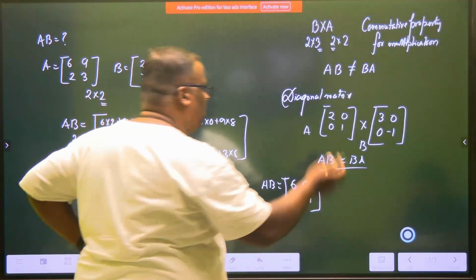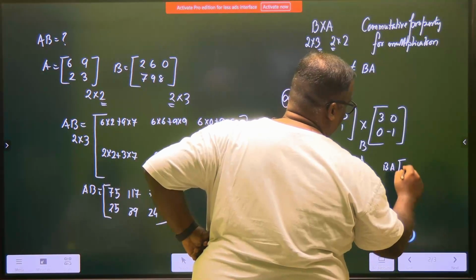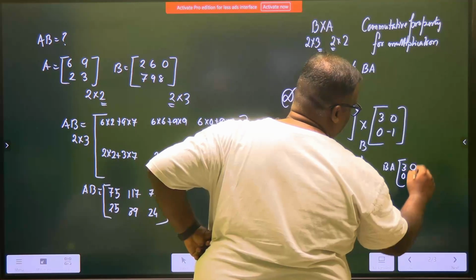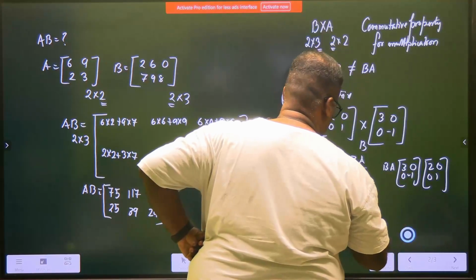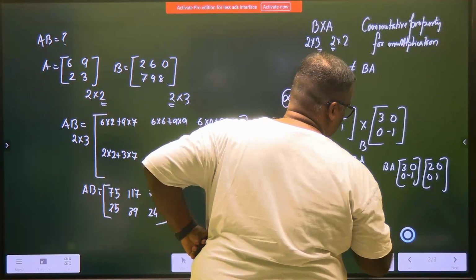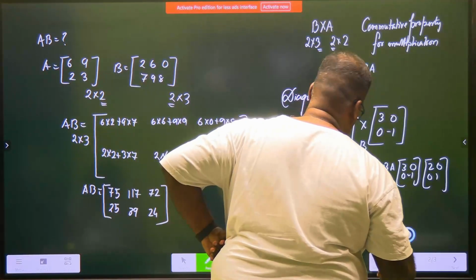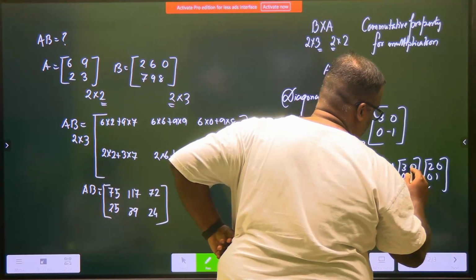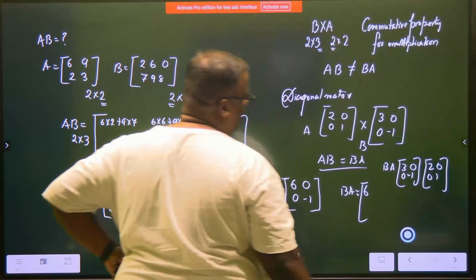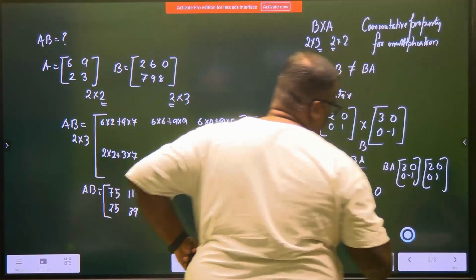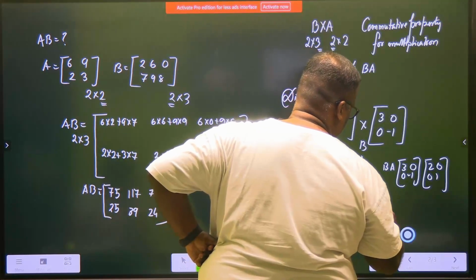Now swap it and do BA, which is [3, 0, 0, minus 1] multiplied with [2, 0, 0, 1]. 3 into 2 is 6 and the rest is 0. Then 0 into 1, 0 into 0 is 0. 0 plus 3 into 0 is 0. Then 3 into 0 is 0, 0 into 1 is 0. Then 0 into 2 is 0, 0 into 0 is 0. Minus 1 into 1 is minus 1.